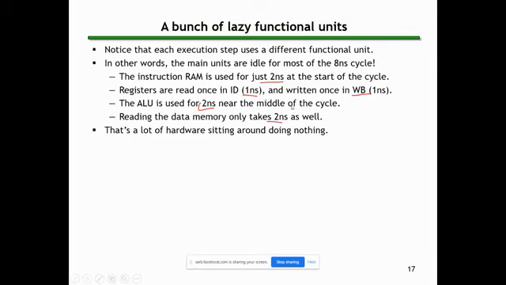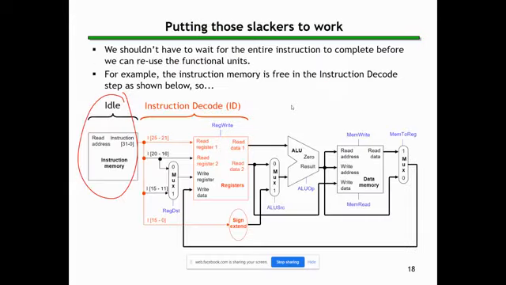We have a bunch of lazy functional units, and we need to make this more efficient. We need to reduce this time, because as I told you, in this era 8 nanoseconds is a huge time. So this instruction needs to be executed in a shorter time than 8 nanoseconds. Anyway, let's move forward.